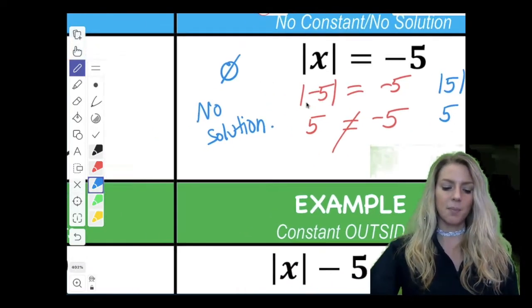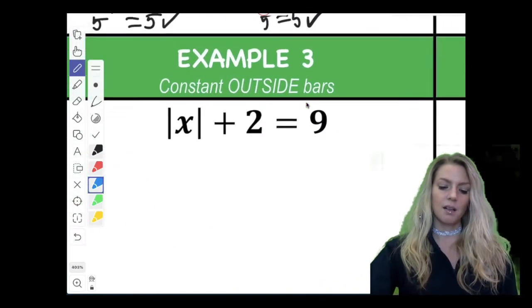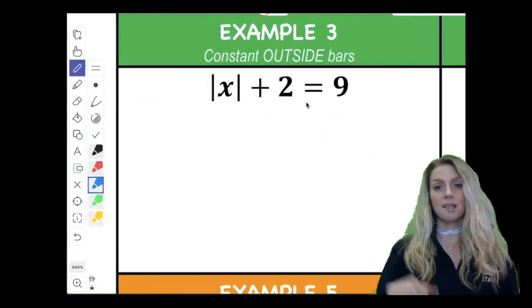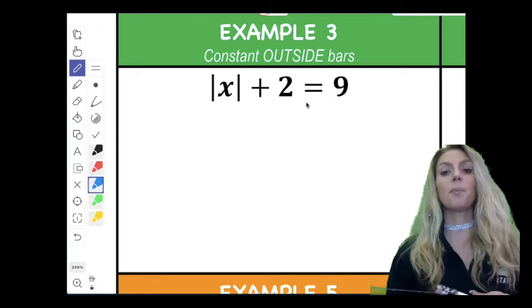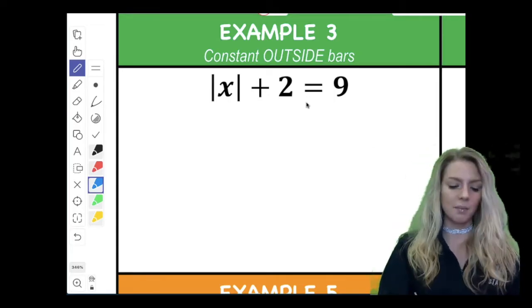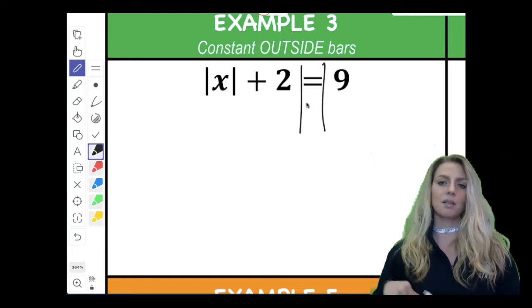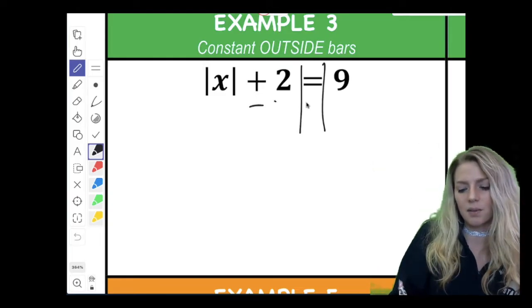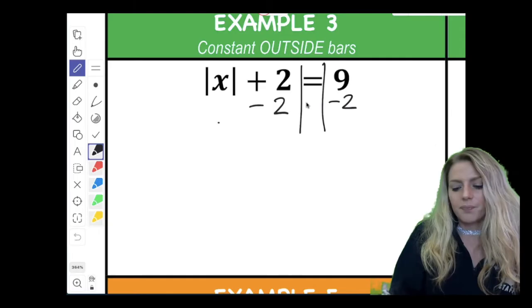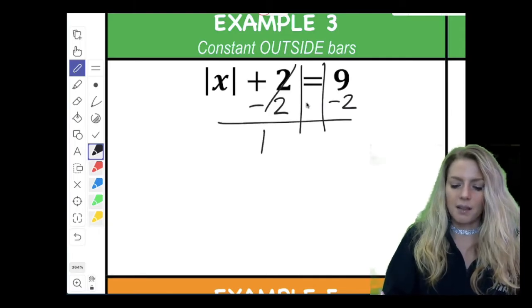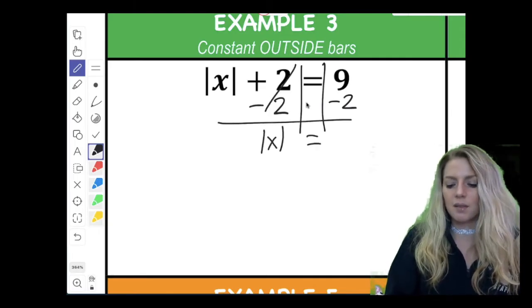All right, example number 3. Right now there's a constant outside the bars. So step 1, get rid of everything outside the bars. I'm going to go ahead and do that. There's a plus 2 outside the bar, so let's get rid of it by subtracting 2 from both sides. So now I'm left with the absolute value of x is equal to 7.